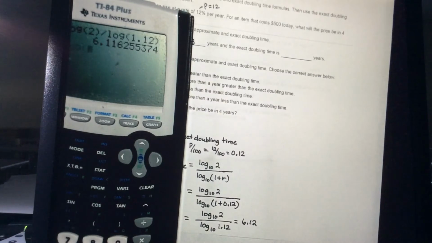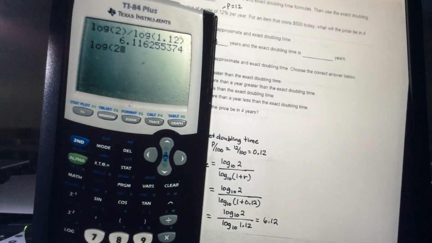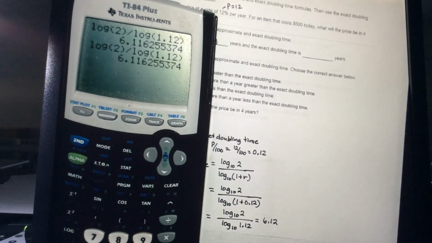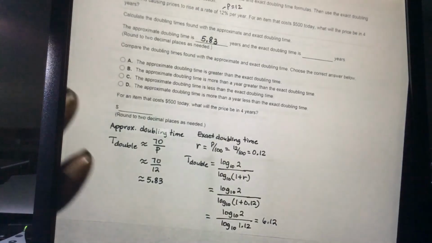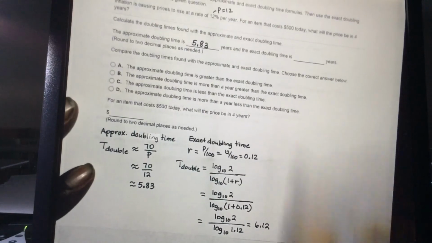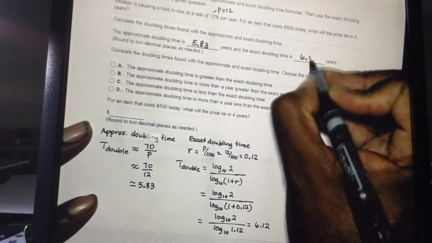And if you didn't catch that, here it is again. Press the log key on the left-hand side, then type in the number 2, close parentheses, divided by, and then press the log key, 1.12, close parentheses. 6.12. That's your exact doubling time.